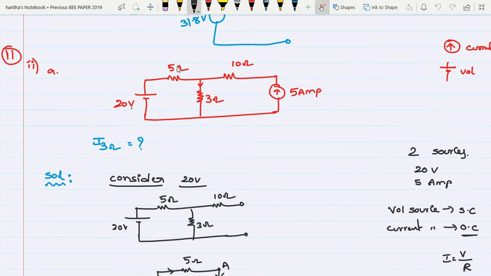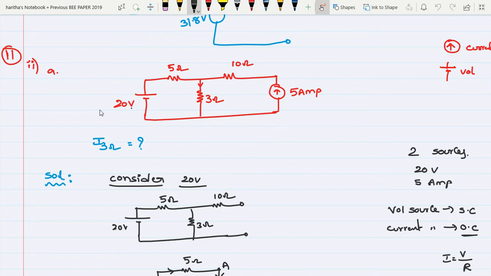So this is 20 volt source, 5 ohm, 3 ohm, 10, and this is current source. So current source is nothing but it consists of a circle with an arrow. So that indicates it is a current source. Voltage source means it's a battery symbol, plus and minus, or else inside the circle plus and minus sign will be there. So that you have to consider it as voltage source.